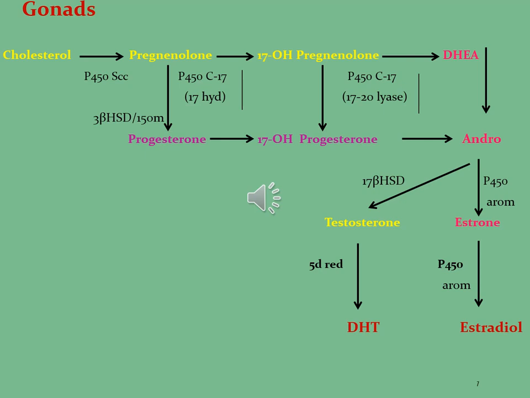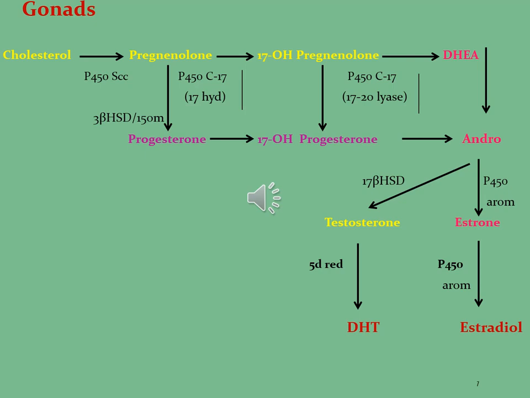Let's see how pregnenolone and 17-hydroxypregnenolone are changed into progesterone and 17-hydroxyprogesterone respectively. The pregnenolone is changed into progesterone by the effect of enzyme 3-beta-HSD, and the 17-hydroxypregnenolone is changed into 17-hydroxyprogesterone by the effect of enzyme 17:20 lyase.